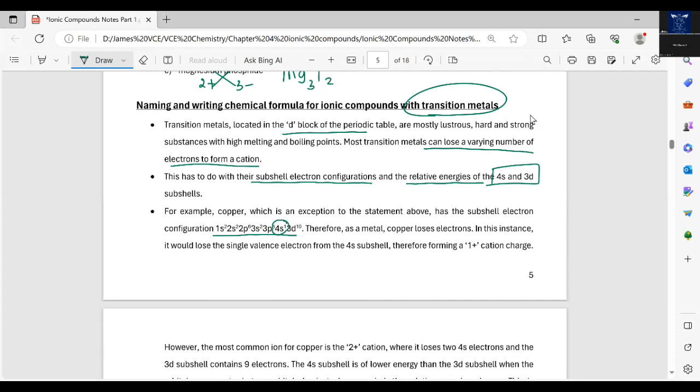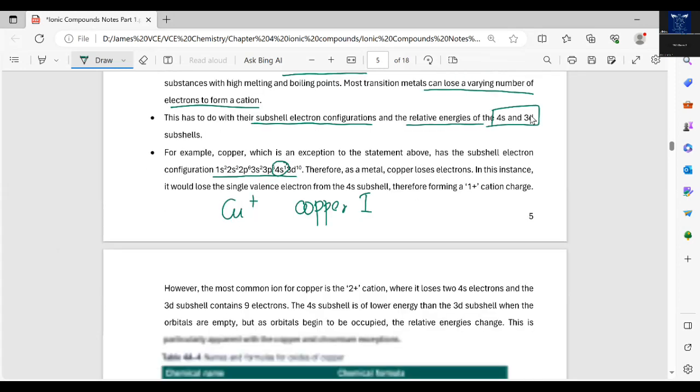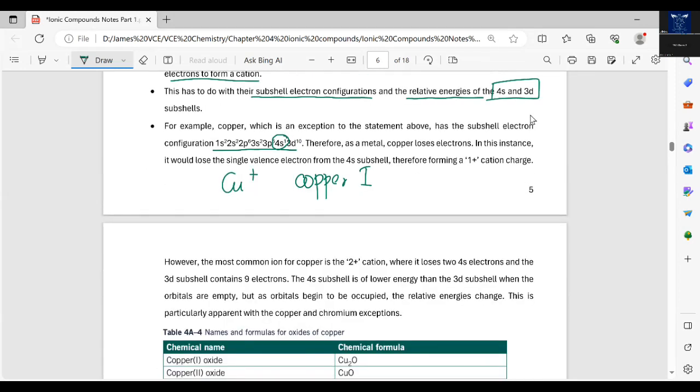As a metal, copper loses 1 electron, so it becomes copper 1 plus. We call this copper 1. But the most common ion for copper is 2 plus, which is why we call it the copper 2 ion. We write it down like this. One of the most common copper 2 compounds is the blue one. What is it called?